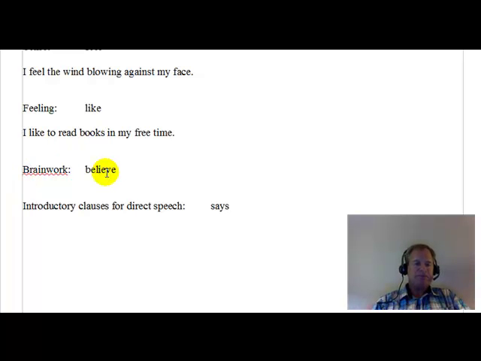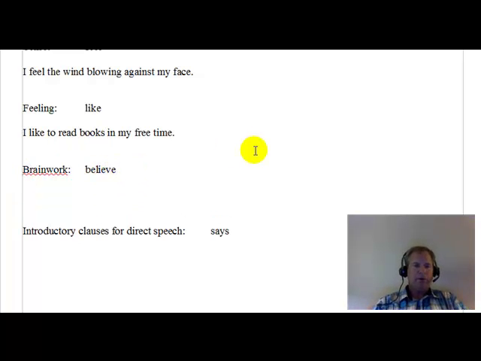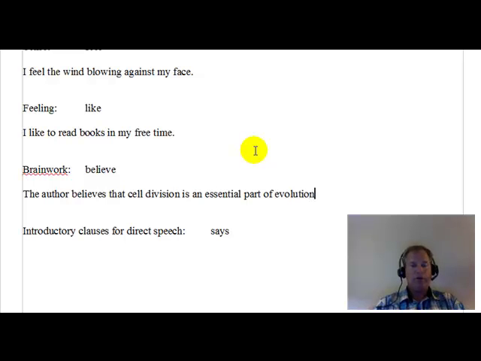Believe. For example, I might say the author believes that cell division is an essential part of evolution. In this case, I think the simple present works better. You're not going to say here the author is believing that. So the author believes that cell division is an essential part of evolution.